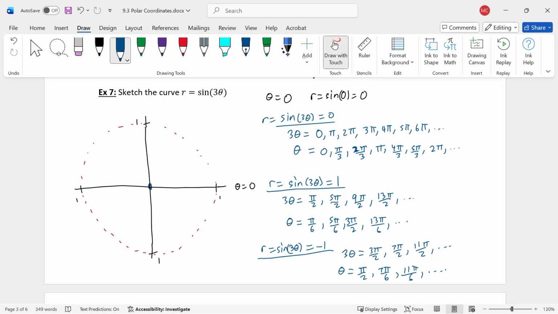Now let's start plotting those points. We already have our initial point where theta is 0 and r is 0. Now when theta is pi over 6, we get 1. So let's draw the angle pi over 6. And so we should be at the point pi over 6 and 1. When I'm going through this region, it's got to be increasing the length as the angle rotates out.